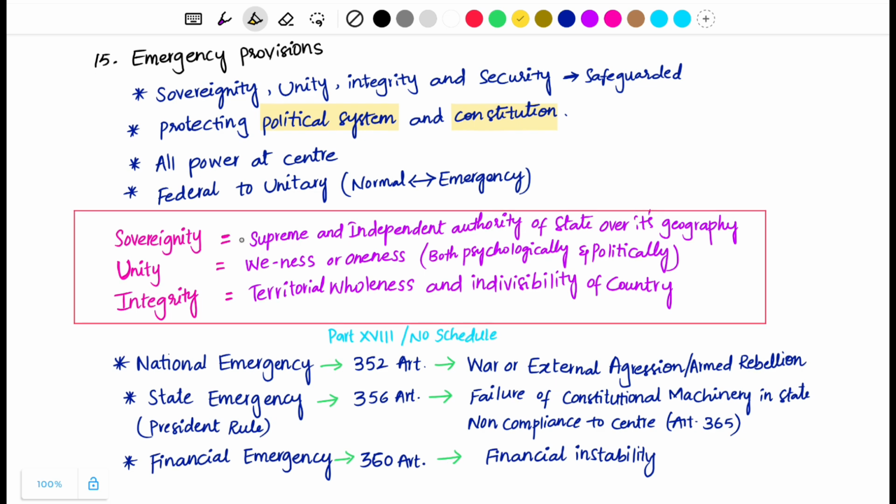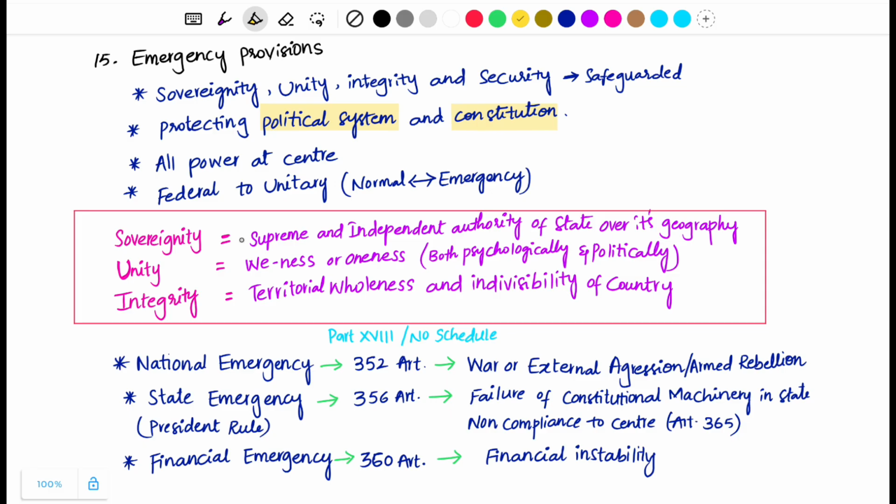We have said sovereignty, unity, integrity and security, but we have not discussed the meaning, my friends. I know you will have a doubt. We always keep saying it, but we never examine the meaning of such things. There's a chance UPSC might ask such things also. Let's look into the meaning of sovereignty, unity and integrity.